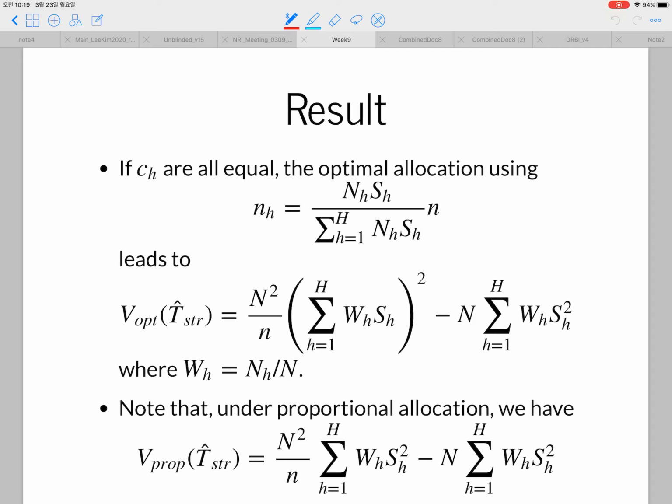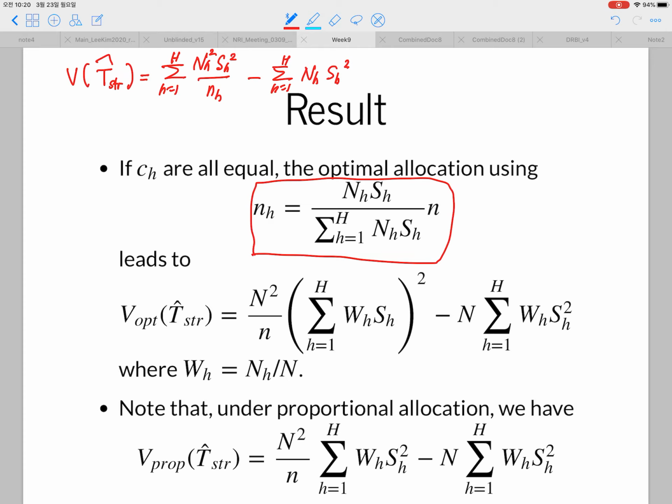Now, recall the variance formula for stratified sampling: the sum of N_h squared S_h squared divided by n_h, minus the sum of N_h S_h squared, divided by N squared. So this is the variance formula for stratified random sampling, and this is the optimal allocation. So basically we can plug in. Maybe I will use a different color. So we can use this one here. Then what will happen?